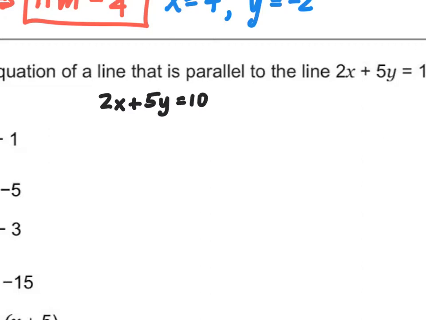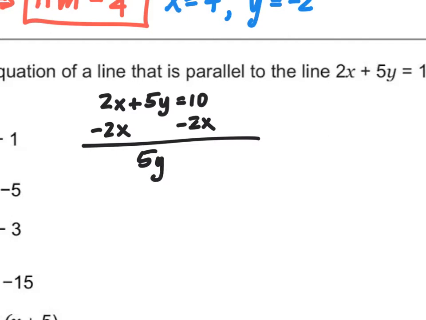First thing I'm going to do is solve this equation for y. So I'm going to subtract 2x from both sides, all right? And then I'm going to get 5y is equal to negative 2x plus 10.